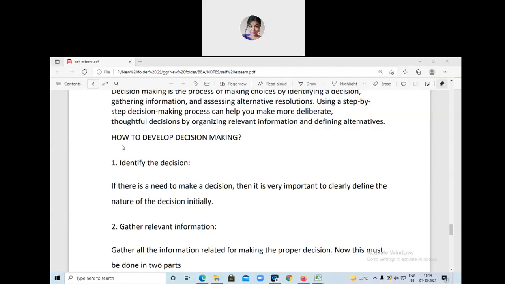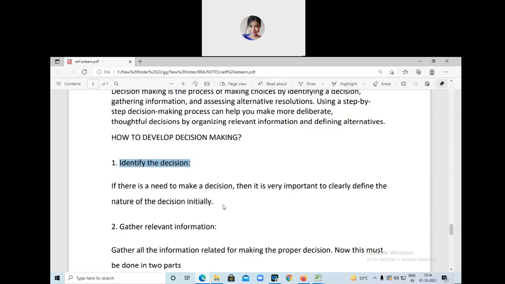So the first point is to identify the decision. If there is a need to make a decision, then it is very important to clearly define the nature of the decision initially. If you want to take some kind of decision, you should also know actually what you want to do. If you are unaware of what you actually want to do, then you will not be able to find out the right path. You will not be able to take the decision.